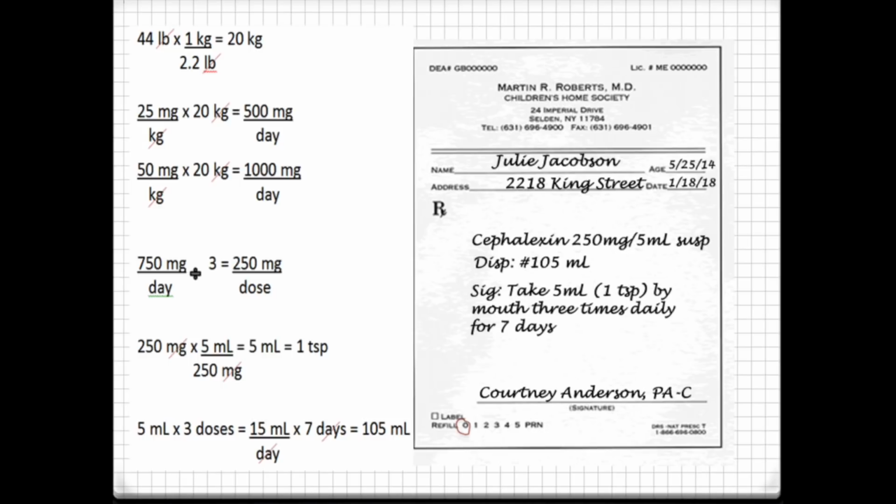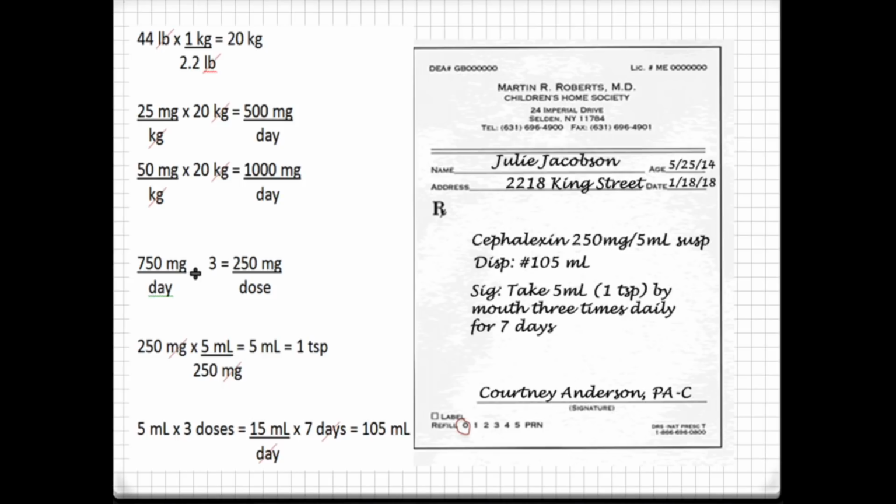This slide just shows the math over on the left-hand side. On the right-hand side, you see the actual prescription. You can see that we have the drug name and on the same line the concentration of the drug that you want the pharmacist to use, which is 250 milligrams per 5 mL. SUSP stands for suspension. Many people often skip down to the SIG next and write 5 mLs, or you could also write 1 teaspoon, by mouth 3 times daily for 7 days.